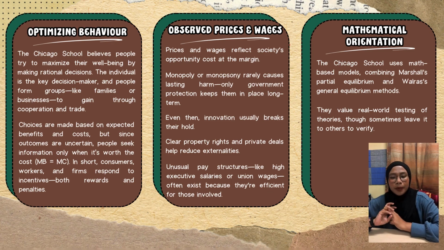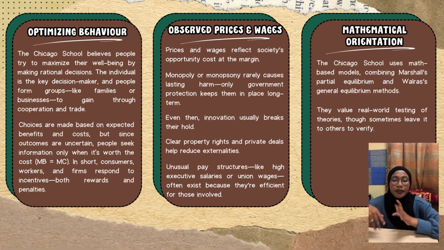Second, I will explain observed prices and wages. The prices and wages reflect society's opportunity cost at the margin. Monopoly or monopsony rarely causes lasting harm, and only government protection will keep them in place long term. Even then, innovation usually breaks their hold, and clear property rights and private deals help to reduce externalities.